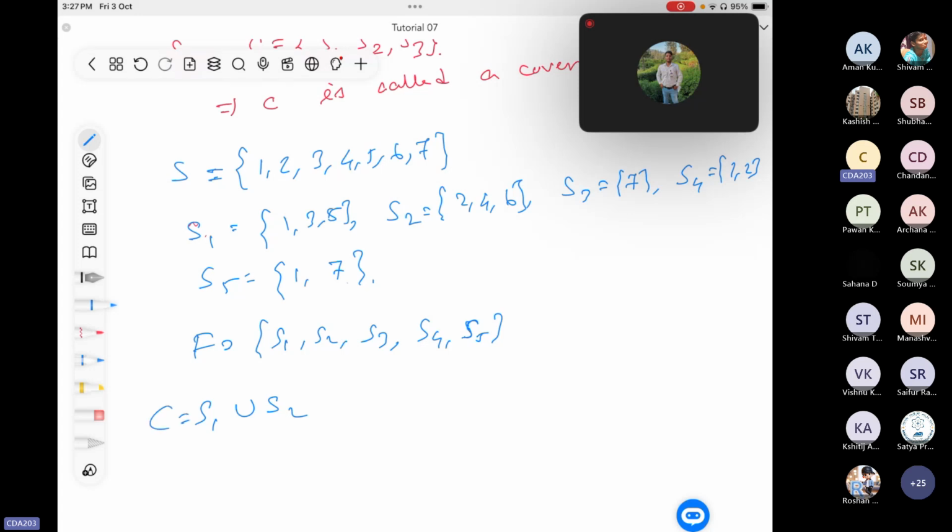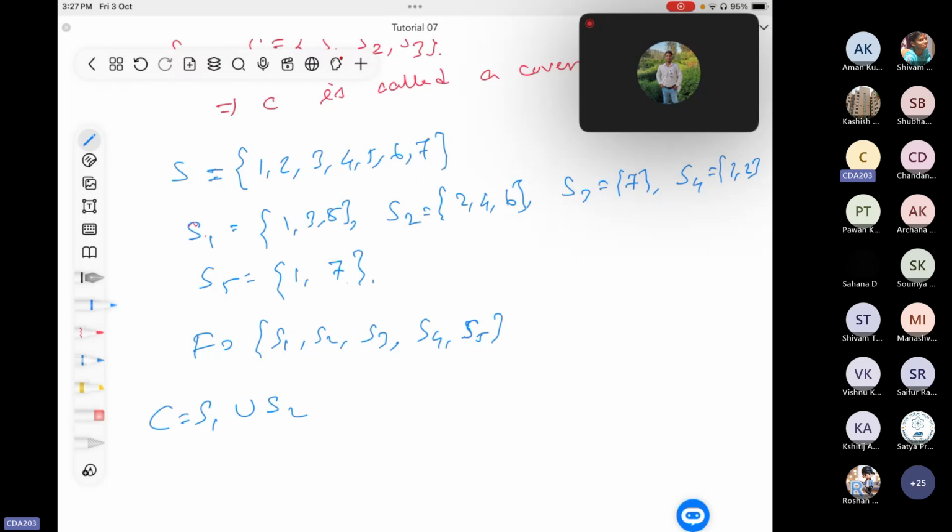It could be your C now. I'm not claiming that it's a minimum. It could be the minimum. Actually, I think it's the minimum in this case, for the family that you have chosen. So the cover is not unique. It actually depends on the family that you have chosen.